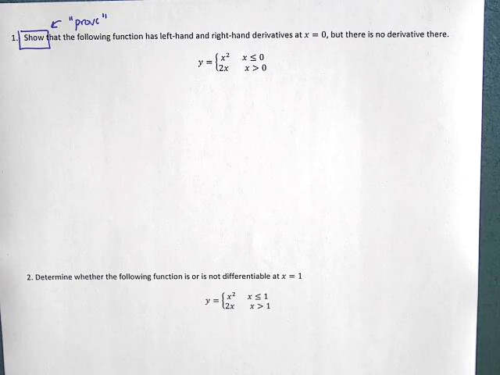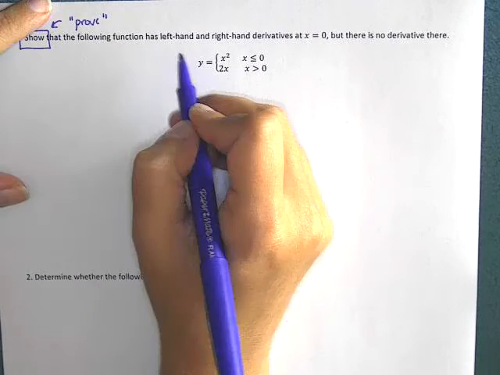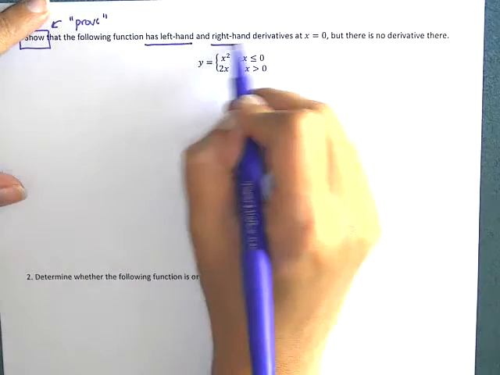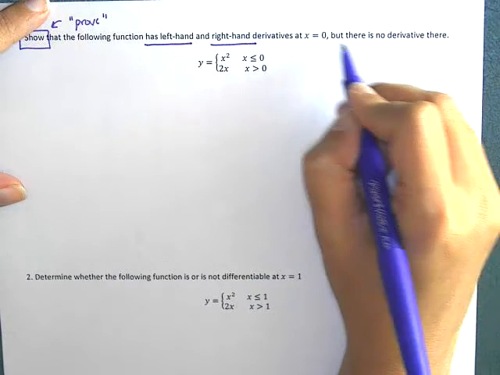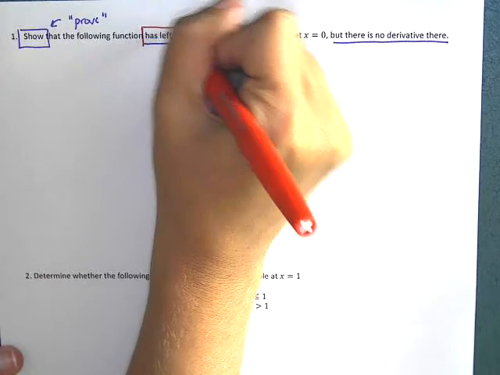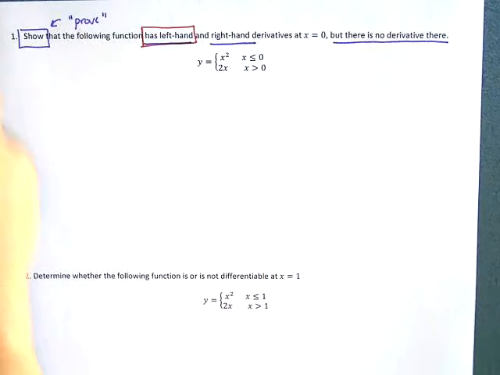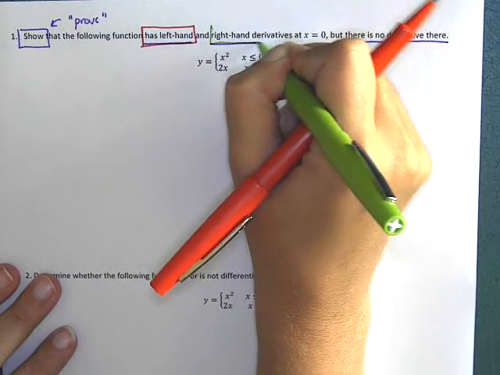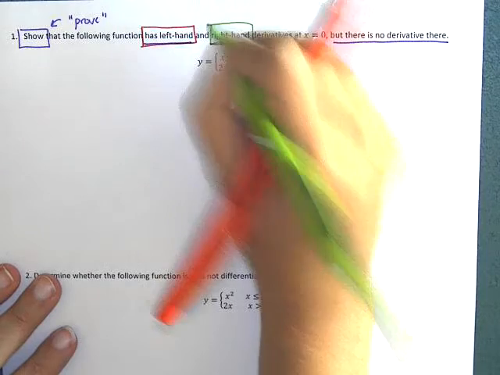Show that the following function has a left-hand derivative and a right-hand derivative, but there is no derivative there. So what we have to do is find the left-hand derivative first. Then we're going to find the right-hand derivative second. Then we're going to show that they're not equal.